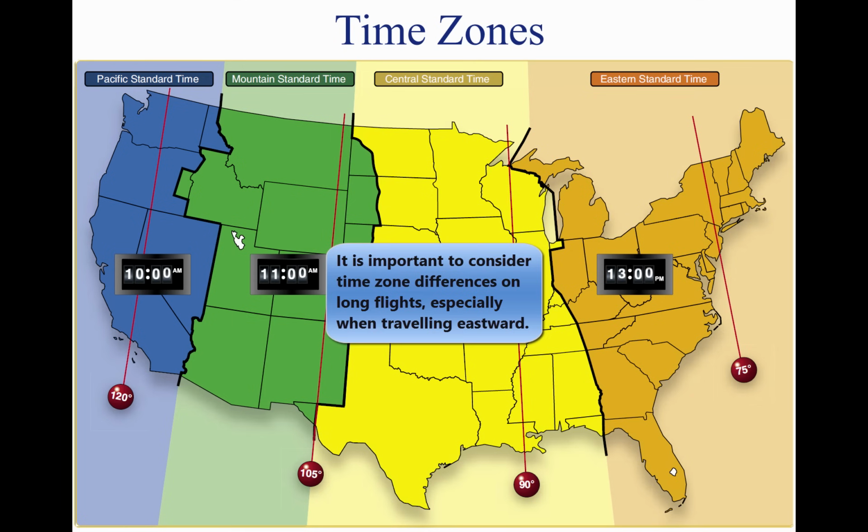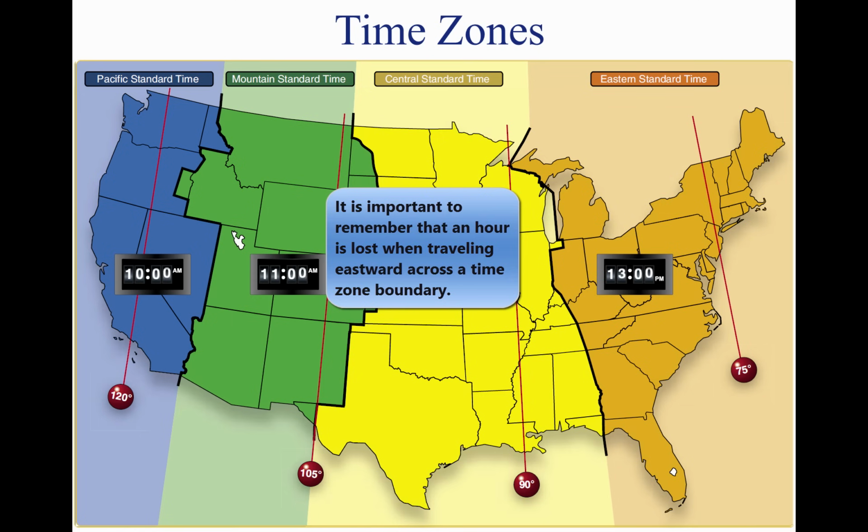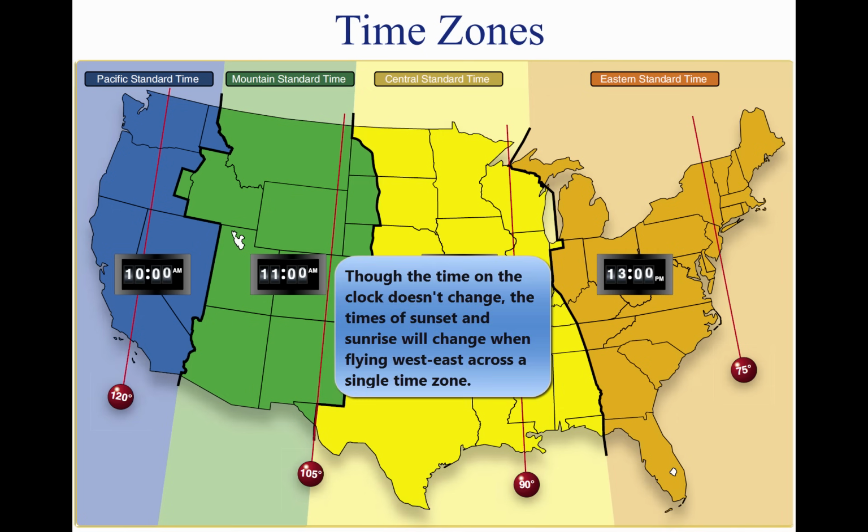These time zone differences must be taken into account during long flights eastward, especially if the flight must be completed before dark. Remember, an hour is lost when flying eastward from one time zone to another, or perhaps even when flying from the western edge to the eastern edge of the same time zone.